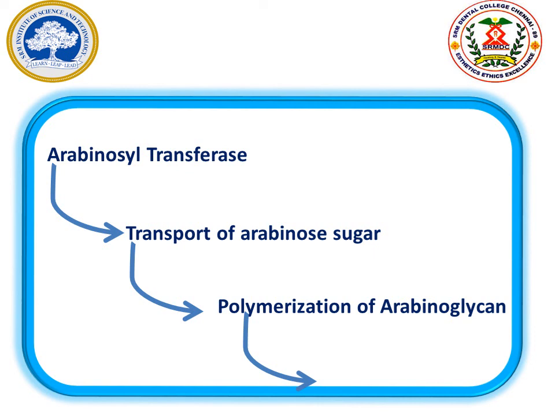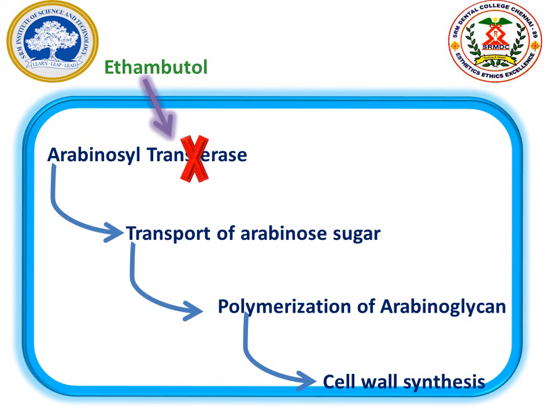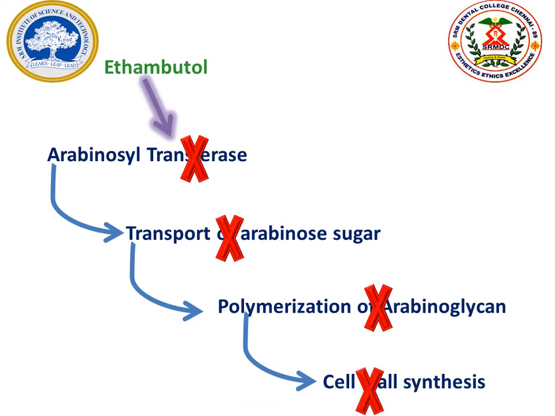So what happens when we give our drug? When ethambutol is introduced, after it enters the mycobacteria, it goes and inhibits the enzyme arabinosyl transferase. What happens when arabinosyl transferase is inhibited? There is no transport of arabinose sugar and the polymerization of arabinoglycan does not take place. Since there is no polymerization of arabinoglycan, there is no cell wall synthesis. It is again a static drug because there are other mechanisms by which the cell wall can to some extent be synthesized. Okay.